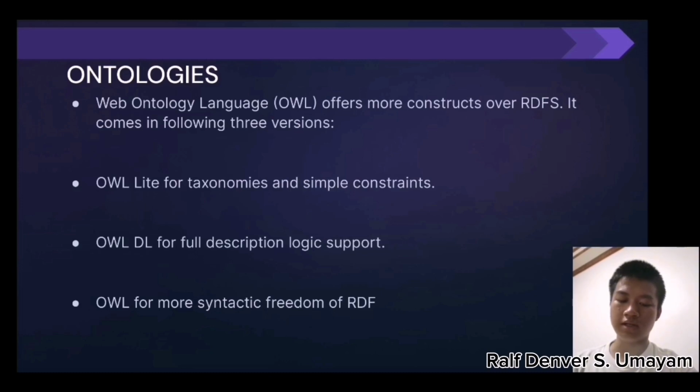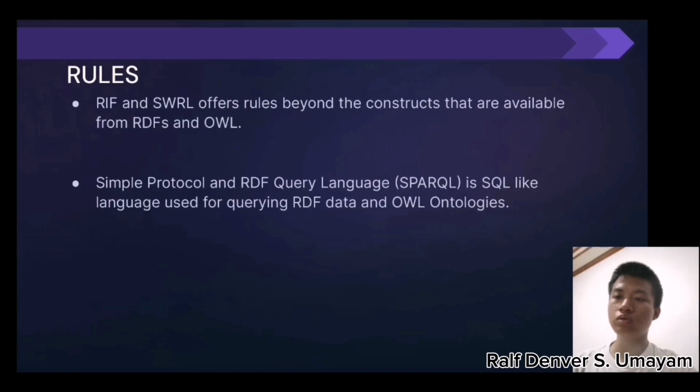OWL helps classify web data like sorting books into categories. Rules: RIF and SWRL offer rules beyond the constructs that are available from RDFS and OWL. SPARQL, the Simple Protocol and RDF Query Language, is like SQL but is used for querying RDF data and OWL ontologies. RIF and SWRL add extra instructions to web data.